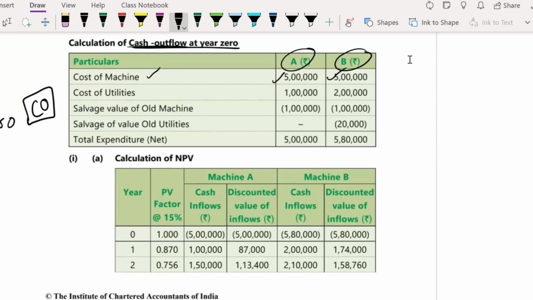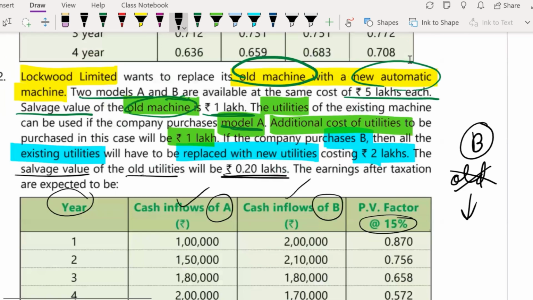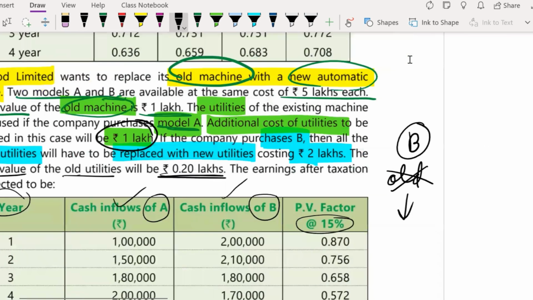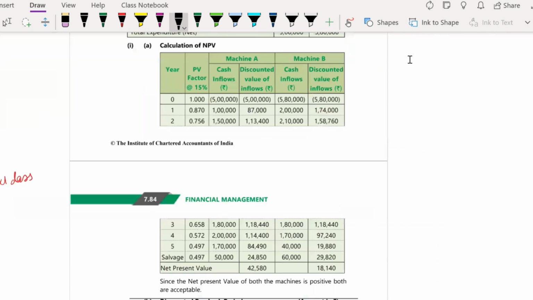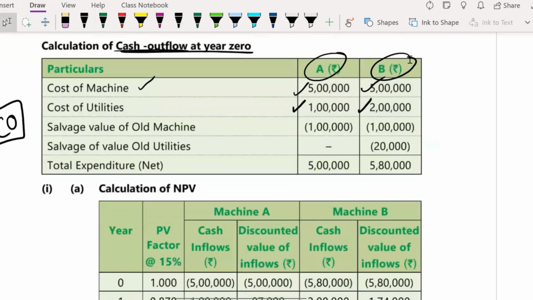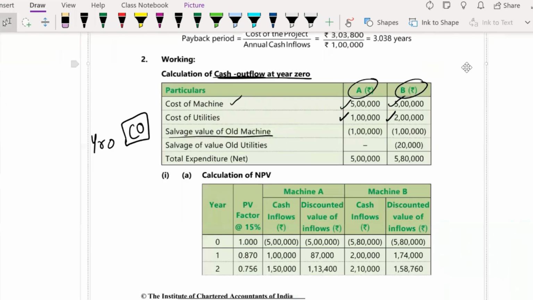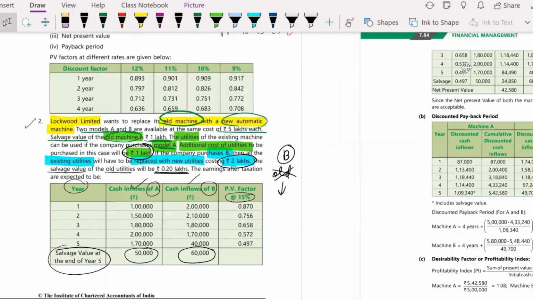After that, what they are telling is you have to purchase new utilities. In case of machine A, the cost of utilities was how much? It was 1 lakh. In the case of machine B, it was 2 lakh rupees. Correct. So that is also a cash outflow. So cash outflow 1 lakh, cash outflow 2 lakh here. Then the salvage value of the old machine. So the salvage value of the old machine here, as you can see, one minute.